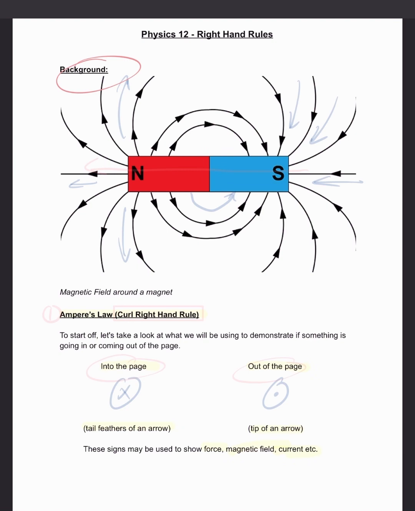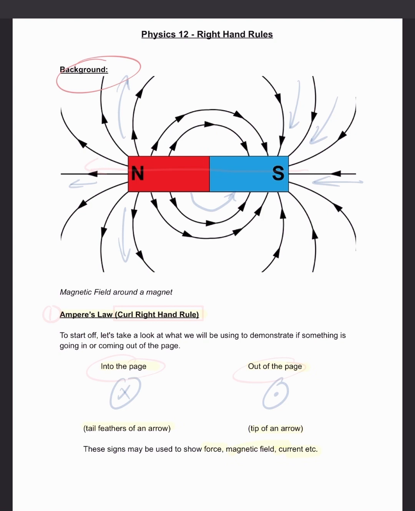For today's lesson, we're going to be talking about right-hand rules. And more specifically, we're going to talk about two right-hand rules. But to start off and get into these rules, we need some background information. And this background information is going to be on the magnetic field around a magnet, which you probably learned in a previous lesson, but let me just remind you guys how it works.